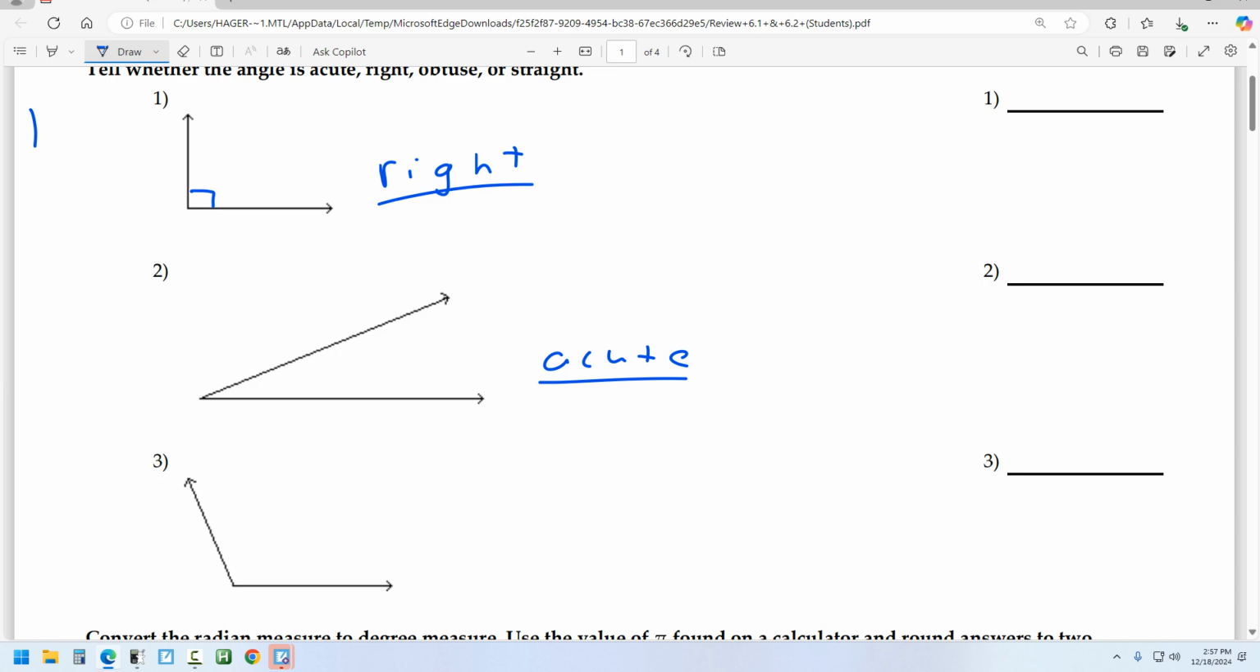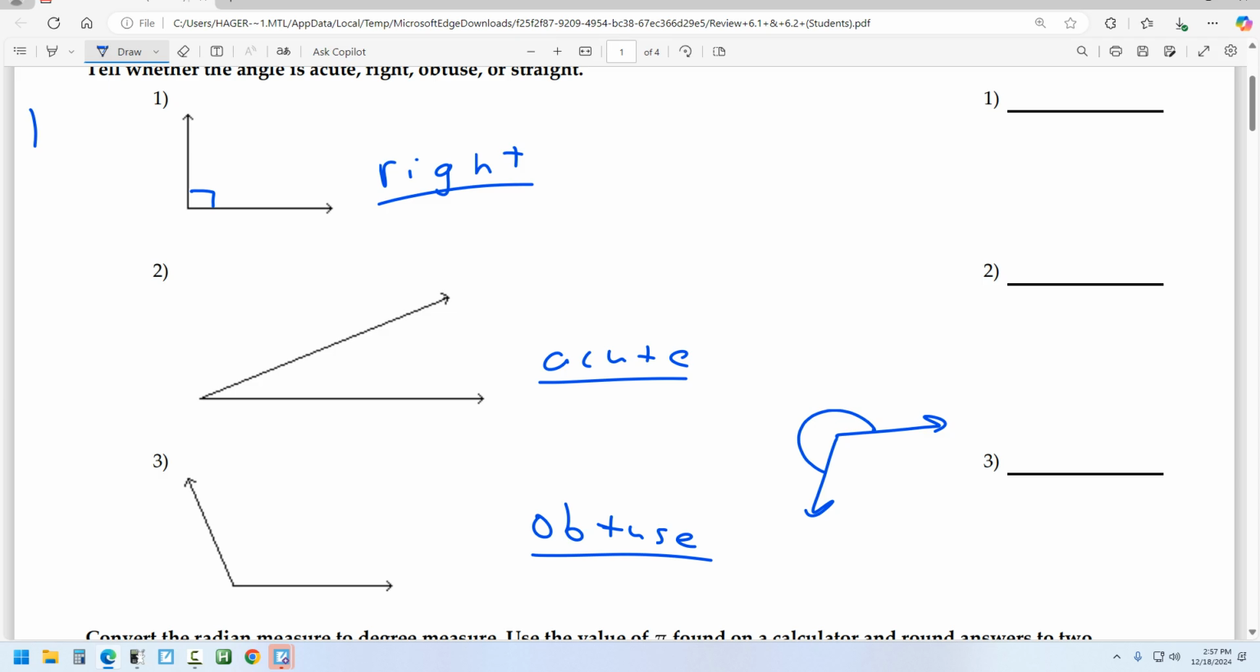And how about this third one? More than 90, so it's going to be obtuse. Obtuse, it's more than 90, but it's also what else? More than 90, less than 360? It has to be less than 180. If you had an angle like this and you were talking about that part of the angle, that is not considered obtuse, because that's bigger than 180. So to be obtuse, it has to be more than 90 but less than 180.